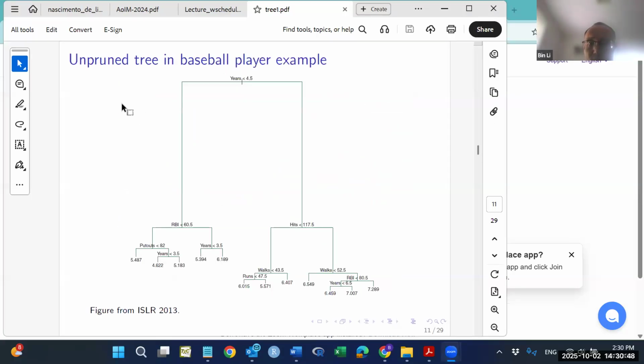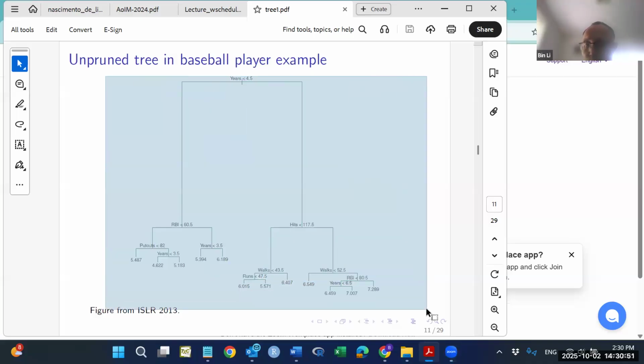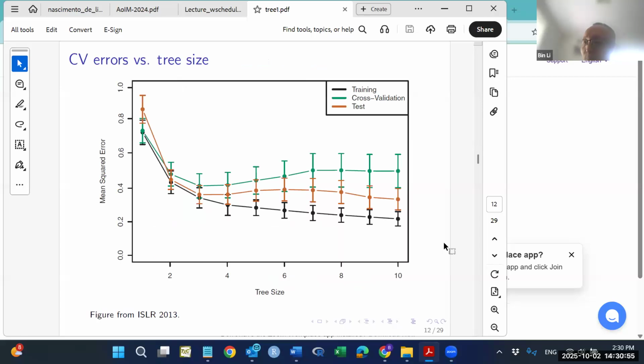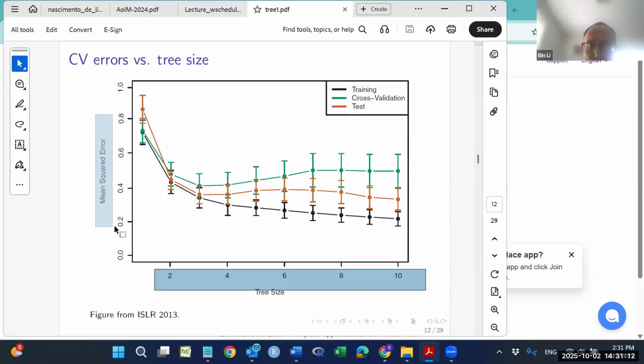Okay, now this is from step 1, not pruned. It's overfitting. Now let's see how we do the pruning. We can run the cross validations. The green one shows the cross validation errors based on different tree size. And this is the mean squared errors.